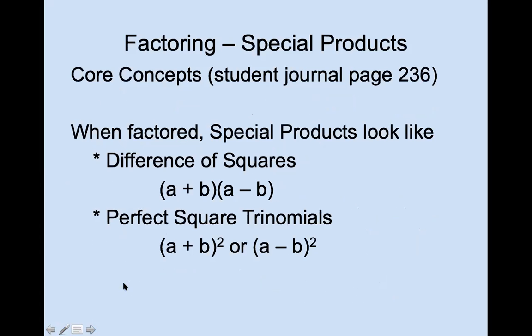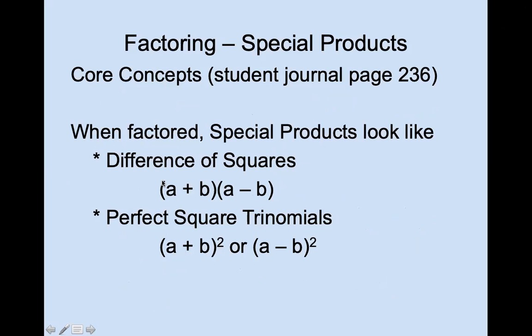All right, we're going to be factoring some special products. This core concepts is in your journal on page 236. All right, when factored, it says special products either look like a difference of squares.